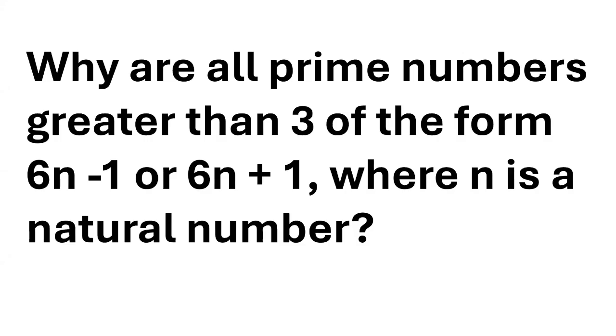Why is it that all prime numbers greater than 3 are of the form 6n-1 or 6n+1, where n is a natural number? Why are they all of this form?